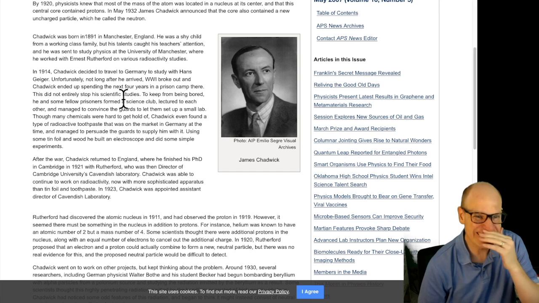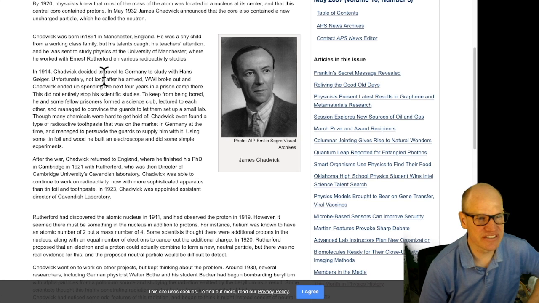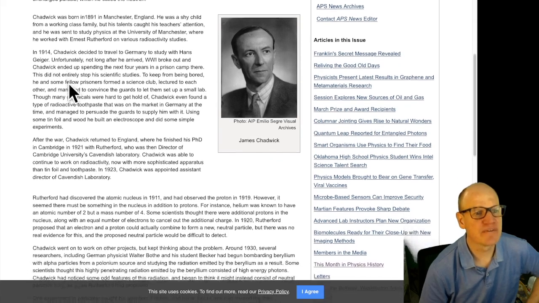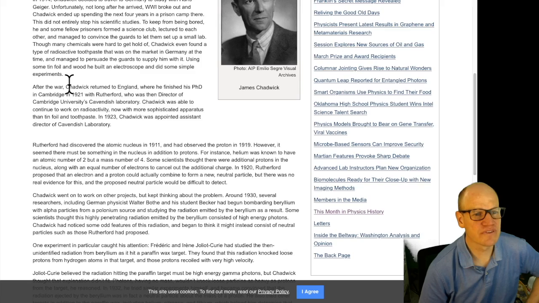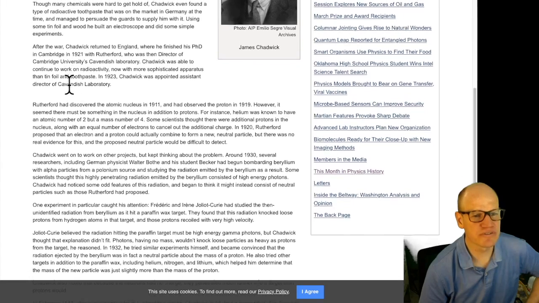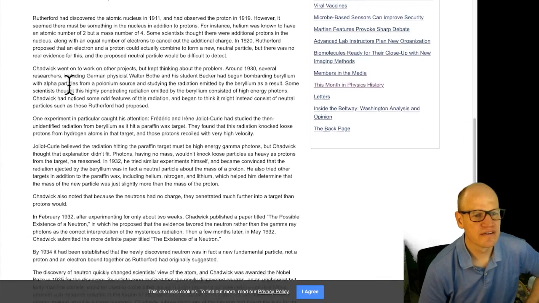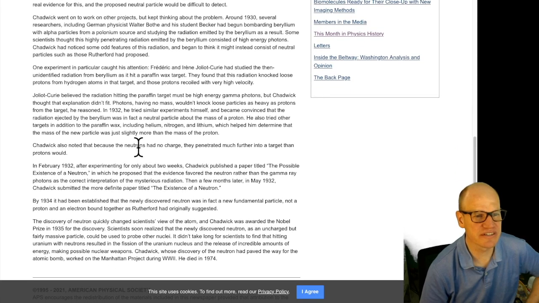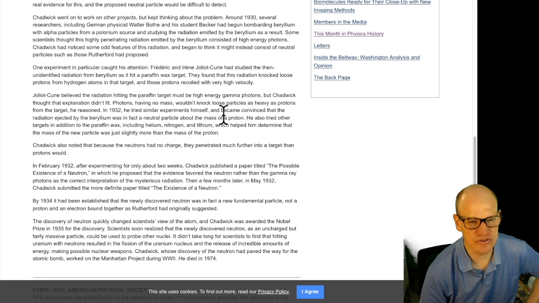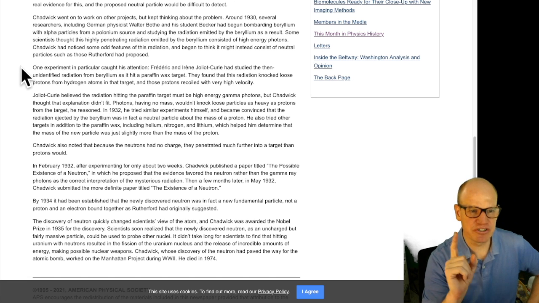Okay, in 1914, he decided to travel to Germany to study with Hans Geiger, from the Geiger counter fame. I'm not totally sure how the neutron was discovered. The radiation hitting the paraffin target must be high-energy gamma photons. Chadwick thought that the explanation didn't fit. Photons having no mass wouldn't knock loose particles as heavy as protons from the target, he reasoned. Okay, here's the experiment. One experiment in particular caught his attention.